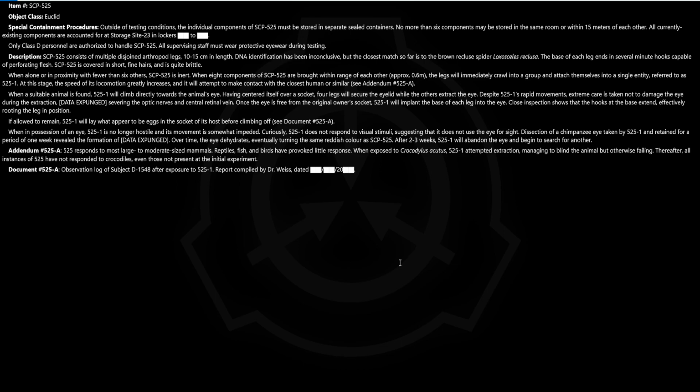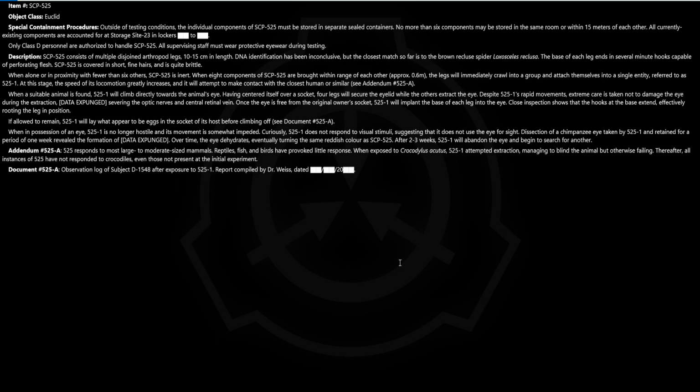Now, let us continue. Item number: SCP-525. Object class: Euclid. Special containment procedures: Outside of testing conditions, the individual components of SCP-525 must be stored in separate sealed containers. No more than 6 components may be stored in the same room, or within 15 meters of each other.